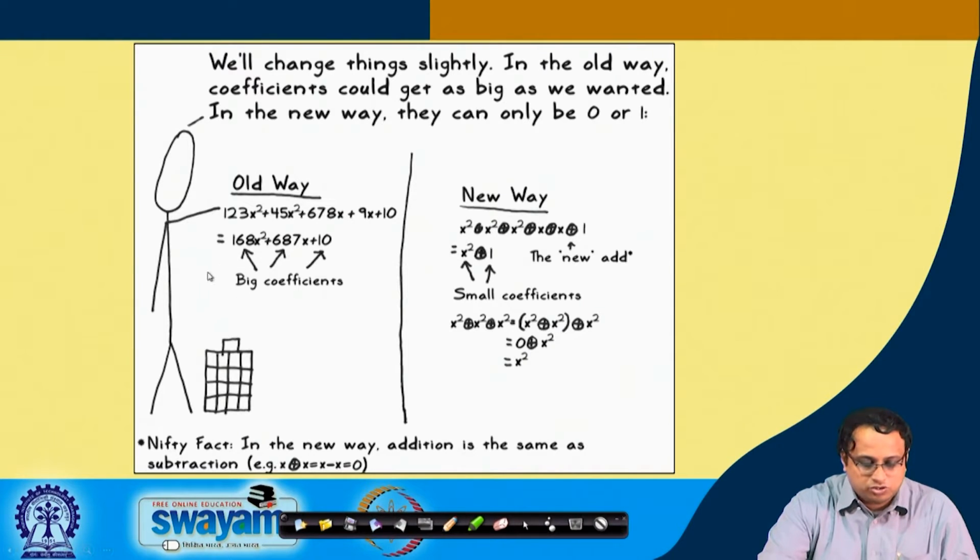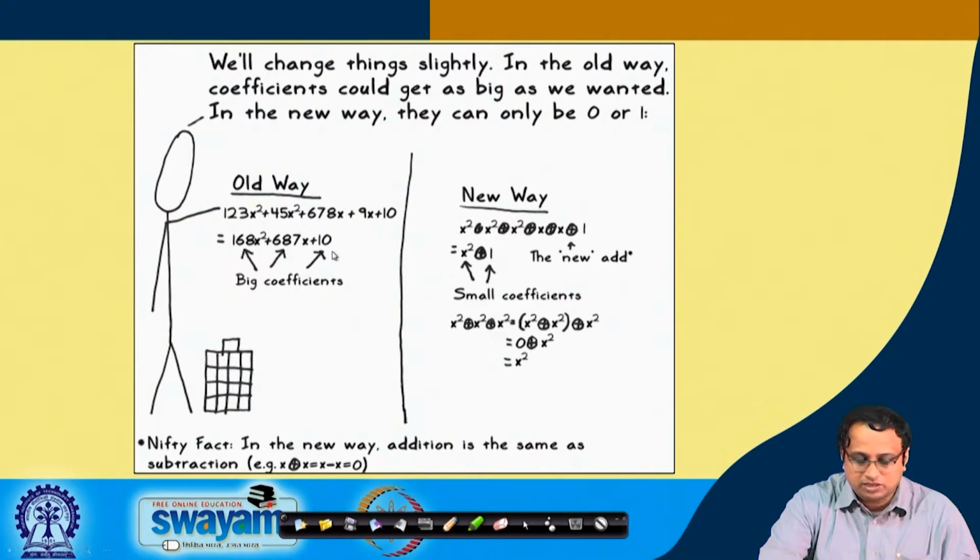So there are small differences, as I said, which we have to get used to. For example, in the old way, when you are doing a computation, the coefficients could be as big as possible. Suppose when you are doing some arithmetic, you have a result like 123x squared plus 45x squared plus 678x plus 9x plus 10. So you can see that in the usual algebra, we often see a large number of coefficients.